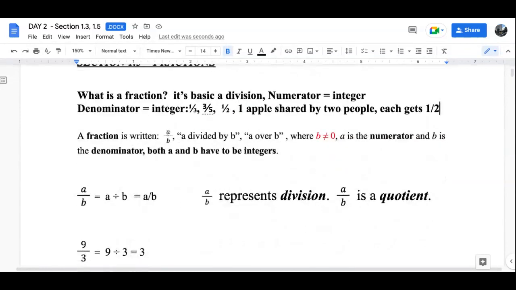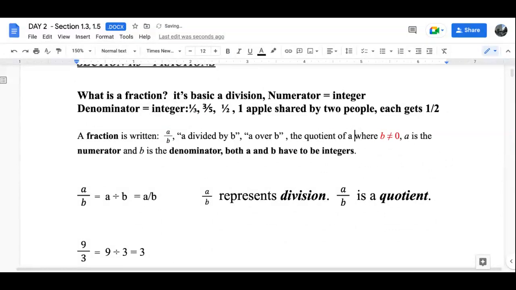So usually a fraction is written as a over b, right? Or we can read it as a divided by b, or a over b, or the quotient of a and b. Sometimes you hear this, the quotient of a and b. And the order is important. The quotient of a and b means a divided by b. If I see the quotient of b and a, that's b divided by a, right? So the division and subtraction order matters.